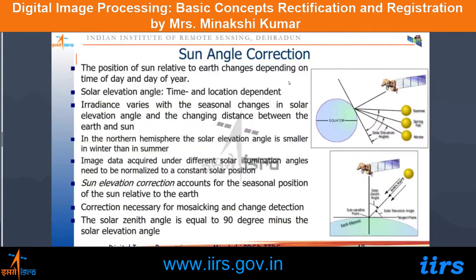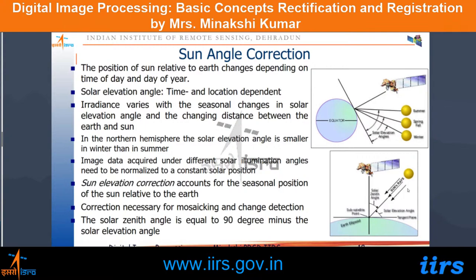Now, the second method which I told you, sun angle correction. It's a very well known fact that the position of the sun relative to the earth changes depending upon the time of the day and the day of the year. The sun elevation angle is time dependent and also location dependent, depending on which point on the earth you are. The energy that is coming from the sun changes with the season.